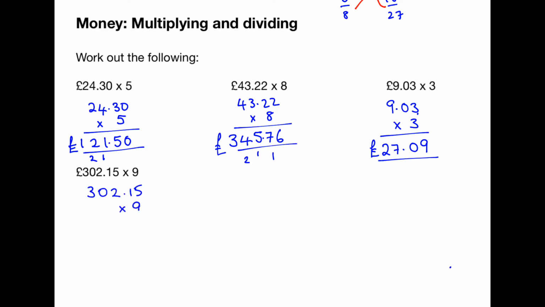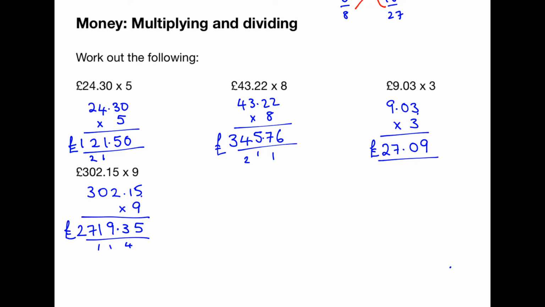£302.15 times 9. Then we've got 5 9s are 45. 1 9 is 9. Add the 4 makes 13. 2 9s are 18. Add the 1, 19. 0 9s are 0. Add the 1. And then 3 9s are 27. So we've got a much bigger number this time, of course. We've got 2 decimal places in the question, so we need 2 decimal places in the answer. So the decimal point needs to go there, and we need not to forget our pound sign.